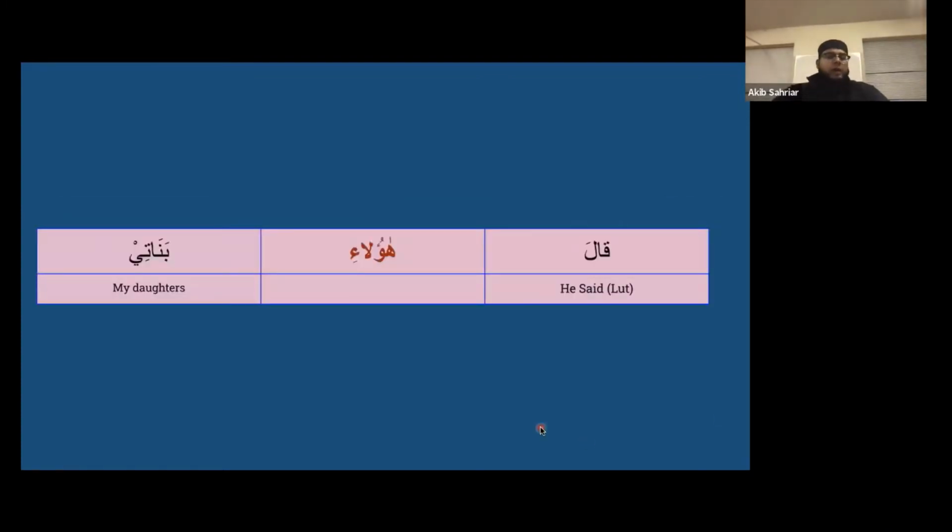Next is another example of ha'ulai. Now we know what the meaning of ha'ulai is. Qala ha'ulai banati: Lut alayhi salam said that these are my daughters. And same as I mentioned, ha'ulai is used for male or female. Over here in this verse, Allah subhanahu wa ta'ala uses ha'ulai for feminine, because banati is being referred to. And another example we went over last week was inna ha'ulai dhayfi, that these are my guests, referring to the angels, a masculine noun.